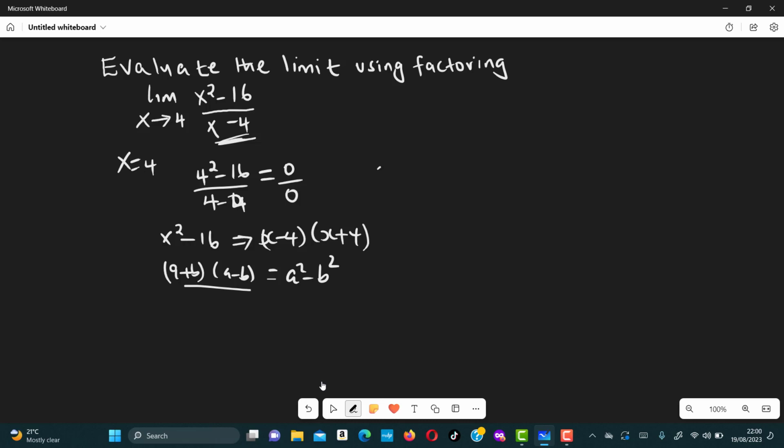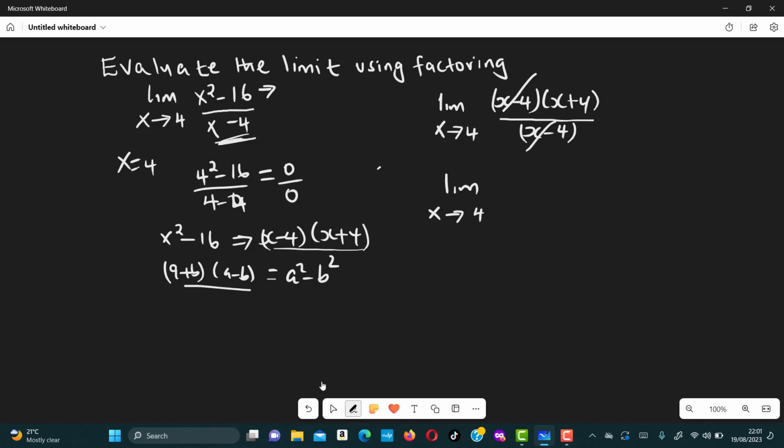Now we can replace x squared minus 16 with this factored form. We shall have the limit, LIM stands for limit, as x approaches 4 of x minus 4 times x plus 4 divided by x minus 4. Once the numerator is factored, as you can see, there is a common factor of x minus 4 in both the numerator and denominator, and therefore we can cancel that. If we cancel that, we remain with the limit as x approaches 4 of x plus 4 only.